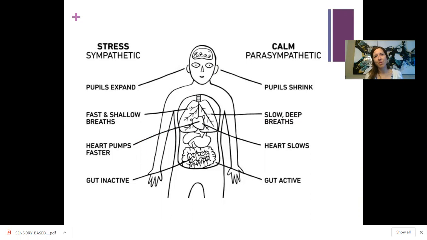When our parasympathetic system is dominant, we feel calm, our pupils shrink, we take slow, deep breaths, our heart slows, and then our gut decides this is the time to digest our food. And it's important to know that kids with sensory processing disorder tend to have more dominance with their sympathetic nervous system than the parasympathetic nervous system.